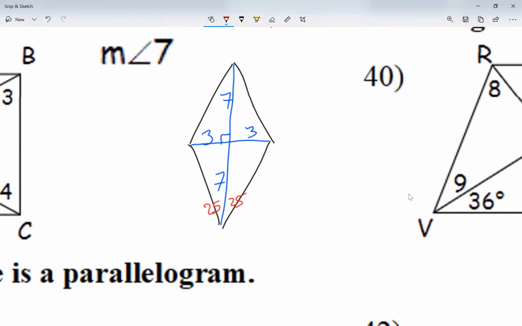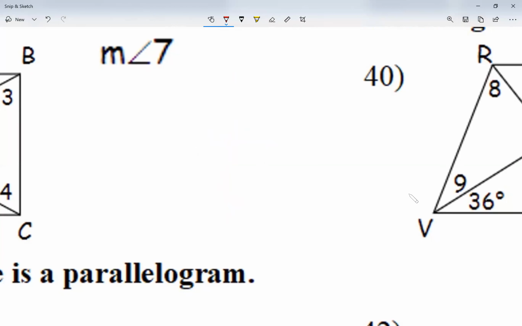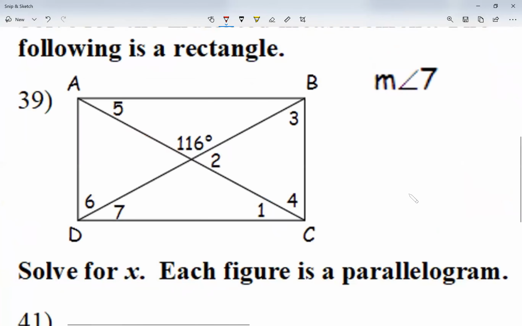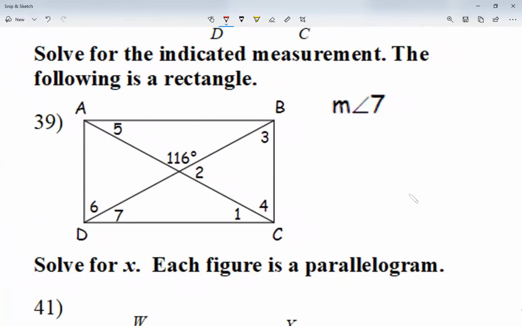Okay, so let's take a look at our work now. Let's take a look at our notes. Here for 39, I'm gonna work questions 39 and 40. Solve for the indicated measurement. The following is a rectangle. I need to find out what's the measurement of angle 7.